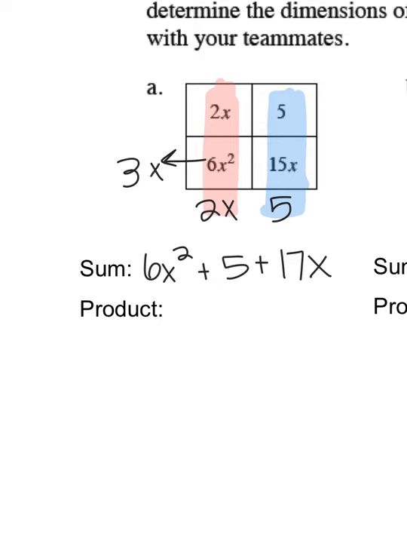And that works all the way across. 3x multiplied by 5 would also make 15x. And for the top one, 2x times 1 is 2x, and 1 times the 5 on the bottom is 5. So my product is listing these outside dimensions, 2x plus 5 and 3x plus 1.